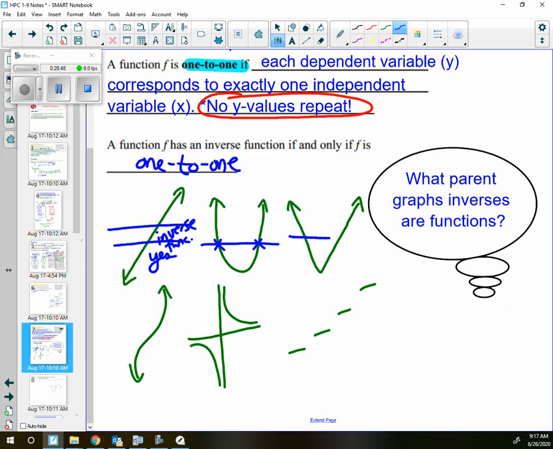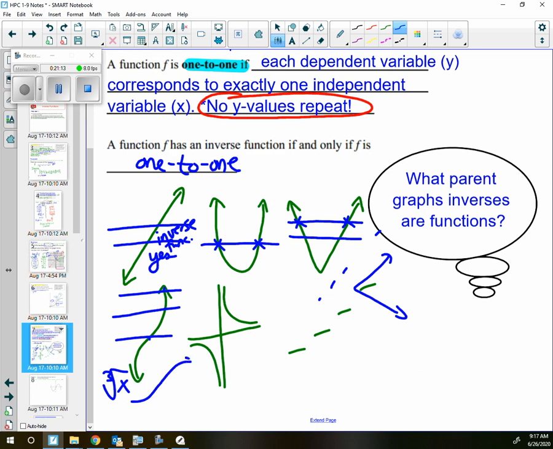How about absolute value then? Same problem, right? You have two y values that are the same. Actually, the inverse of an absolute value is the sideways V, because remember we have that symmetry over y equals x. How about a cubic function? Totally good. The horizontal line only touches one. Its inverse is actually the cube root, and where the cubic goes up and down, the cube root goes across.